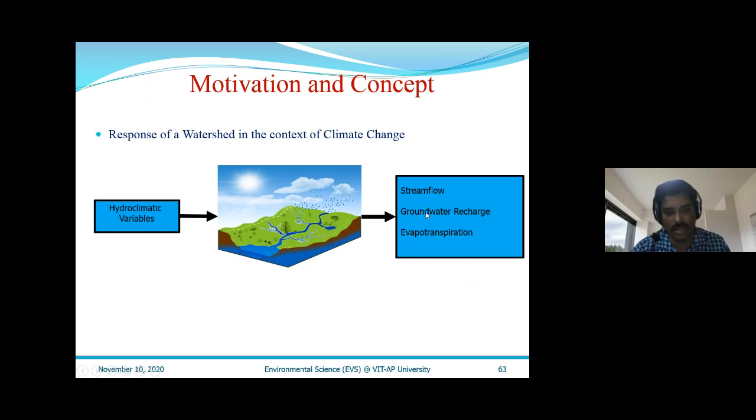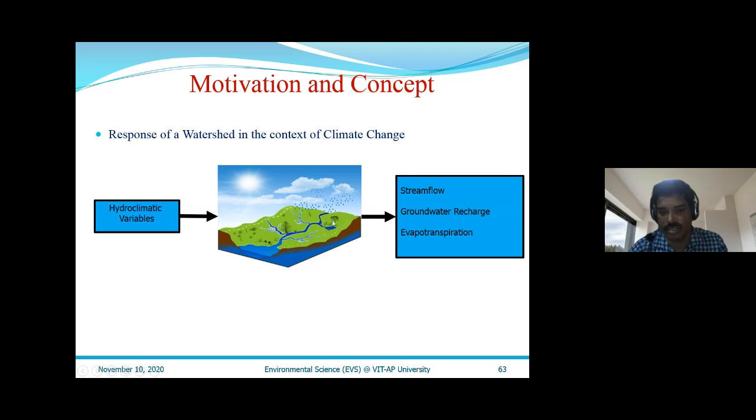So when I talk about a watershed model, there are some hydroclimatic variables as the input, and we get the river flow, which we also call stream flow, groundwater, and evapotranspiration as the output from the system. Now, when we talk about the response to climate change, it is changing these hydroclimatic variables, so the output, the stream flow and available water resource, will also change.